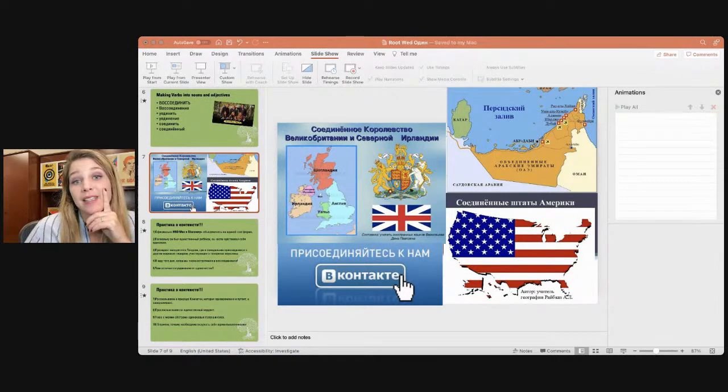Официально HBO Max и Discovery Plus объединились на единой платформе. We have two words here. We have two of our един root words. Объединились на единой платформе. Okay, so this is one of our root words, and this is one of our root words. So how would you translate that?